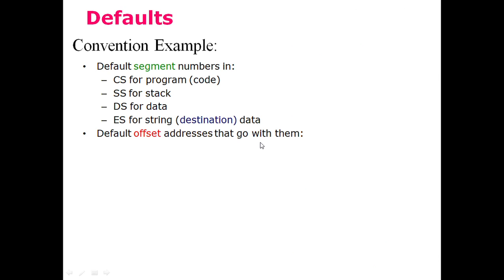There are some defaults. Some segments are used with default offset registers or offset values. Code segment is used for programs or code. Stack segment is used for the stack. Data segment is normally used for the data. Extra segment is normally used for the string as the destination. And when string instructions are used, data segment register is used as the source of string. Default offset addresses go with them.